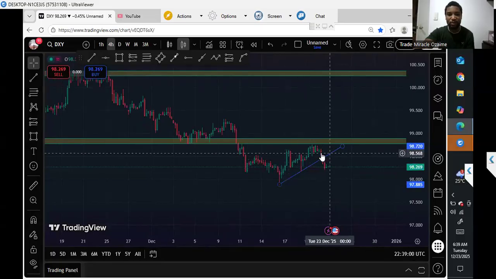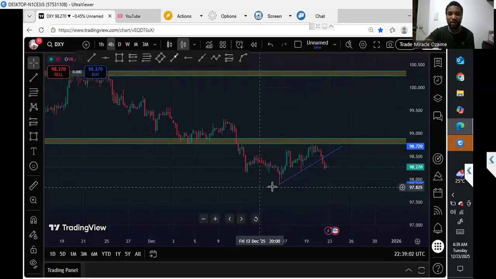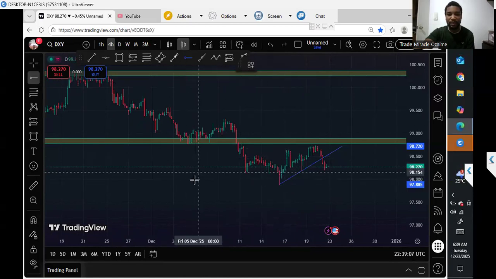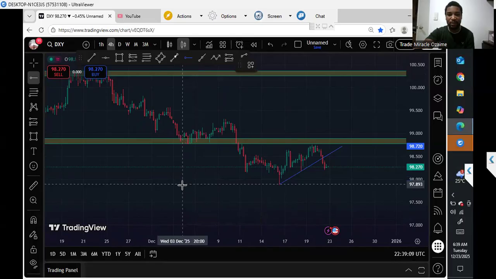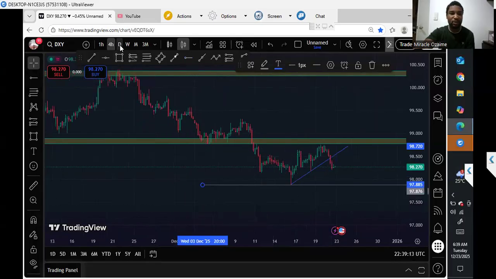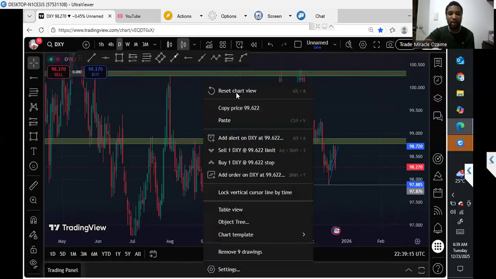I could see a double top. I could see a continuation to the downside. So price is going to at least come back and test this base again around this region. So this is how I place my trade.